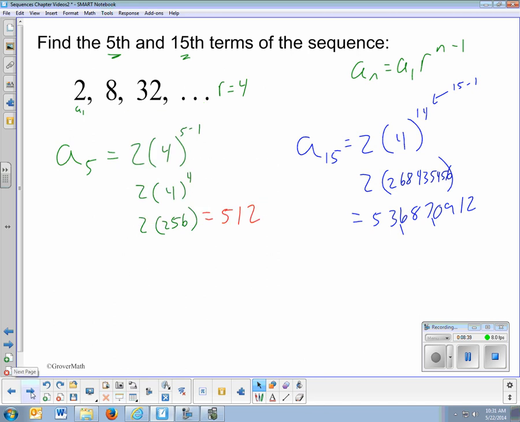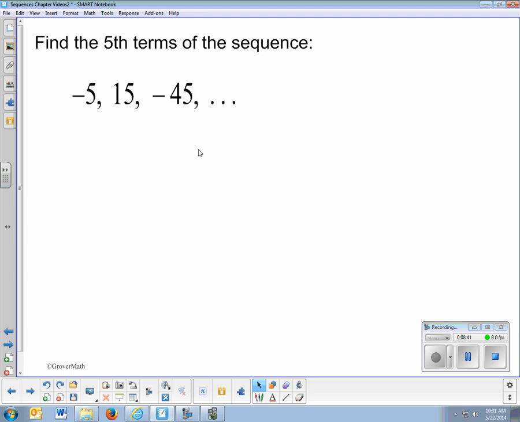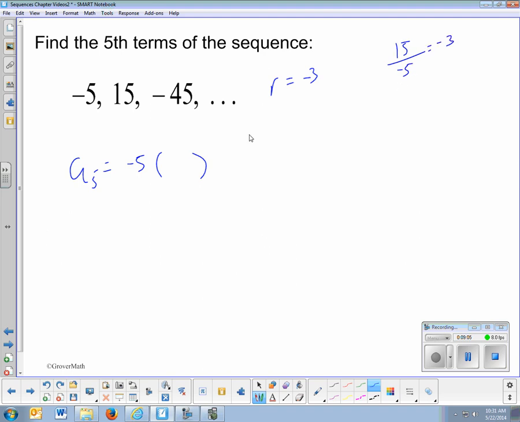All right, let's try another one. Find the 5th term. All right, so a5 is what we're looking for here. Our first term, a1, is -5. My r in this case is -3, and I could just see -5 times -3 is 15. But if you're not sure, just do a little quick math. 15 divided by -5, your second term divided by your first term, is going to tell you that -3. So -3 raised to the 4th. Because I want the 5th term, so 1 less than that would be 4.